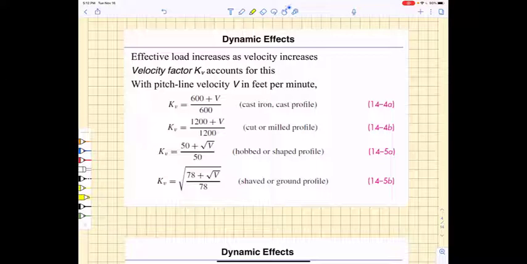These are some examples of dynamic effect correction factors, K_v, for different profiles. Cast iron with a cast profile. If we measure V in feet per minute in the English system, we have this velocity correction factor.